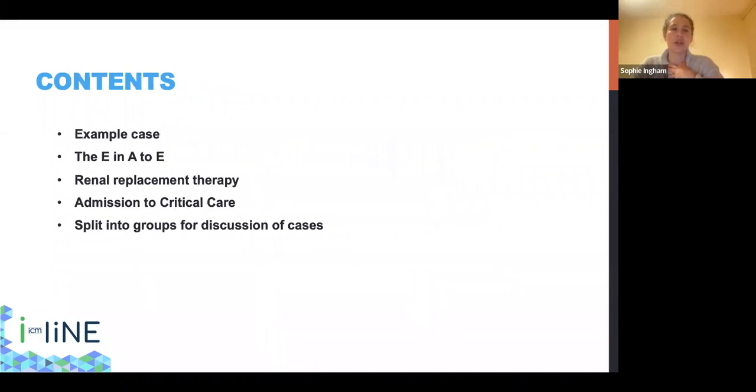How we're going to do this: we're going to go through an example case. We're going to talk about the E in the A to E assessment. We'll talk about renal replacement therapy and admission to critical care, and as you've done in previous sessions, we're going to split into groups and run through some cases.